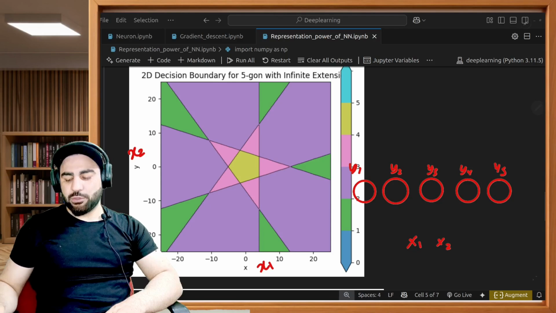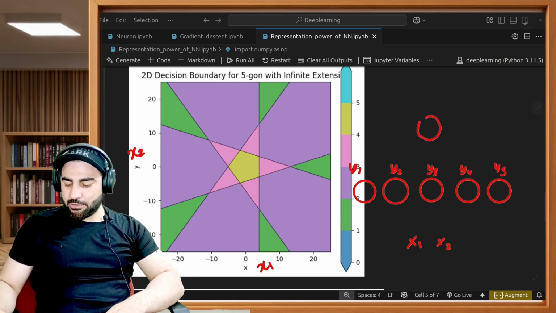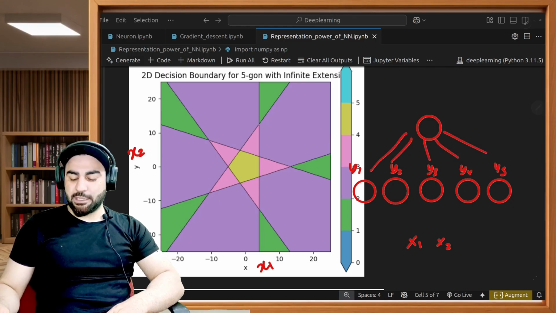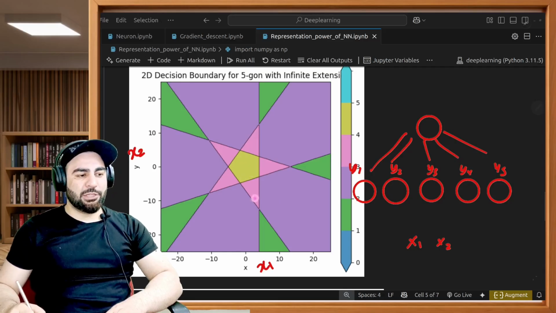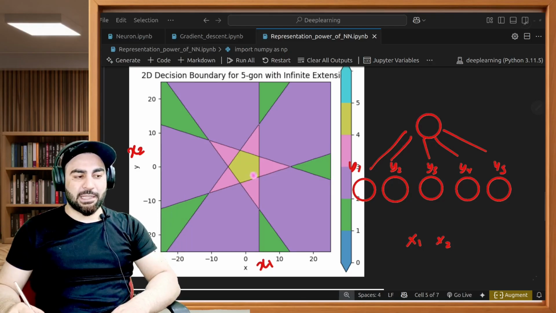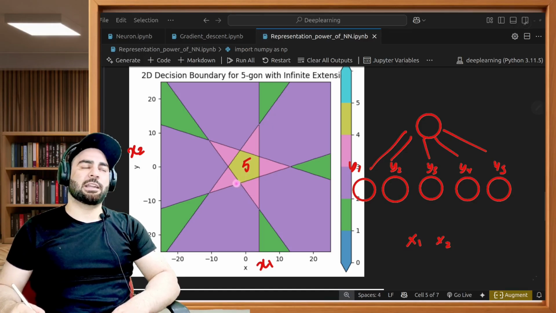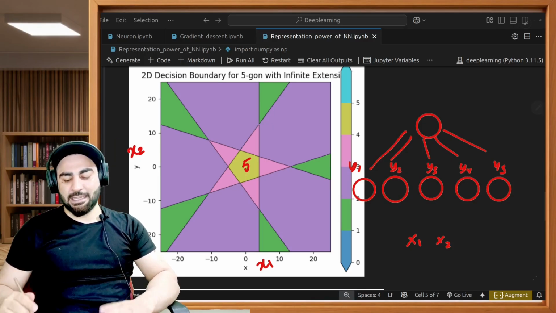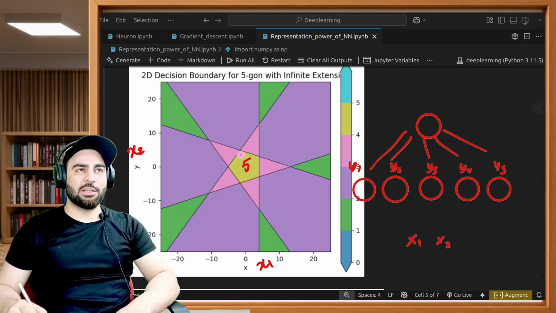After this, we can sum them up here. So here we can sum all of these up, taking y1, y2, y3, y4, y5, where each neuron goes into this summation. Now if you combine the whole network, you know there are 5 lines. So if the sum is greater than or equal to 5, you can say that this is the region we were interested in, the decision boundary that we had. In this case we had a pentagon, so pentagon is 5.